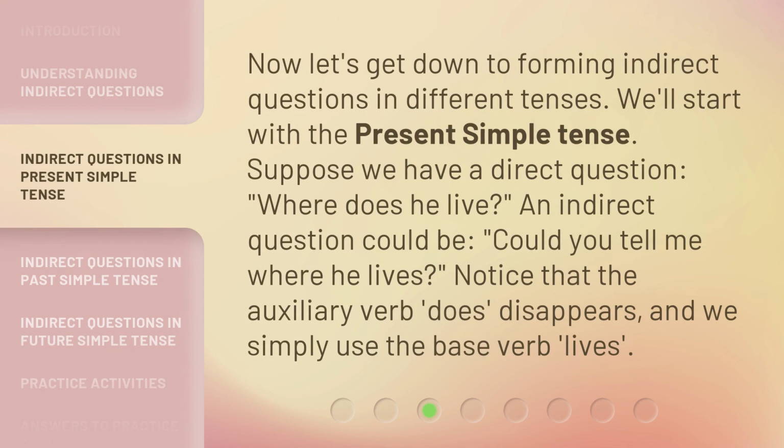Now let's get down to forming indirect questions in different tenses. We'll start with the present simple tense. Suppose we have a direct question. Where does he live? An indirect question could be, "Could you tell me where he lives?" Notice that the auxiliary verb, does, disappears, and we simply use the base verb, lives.